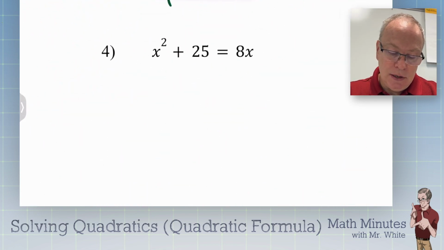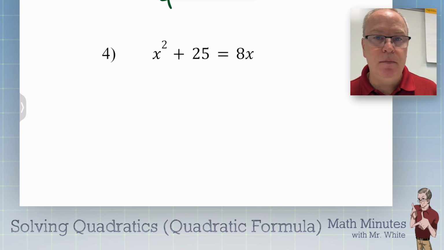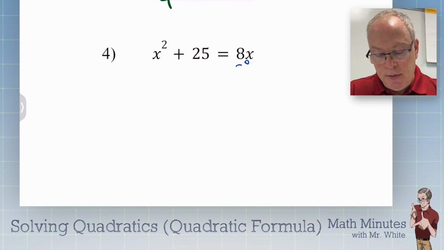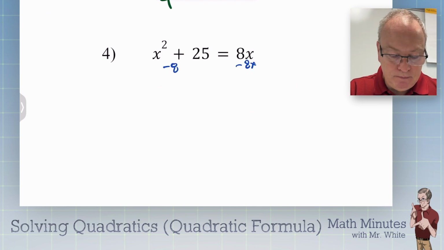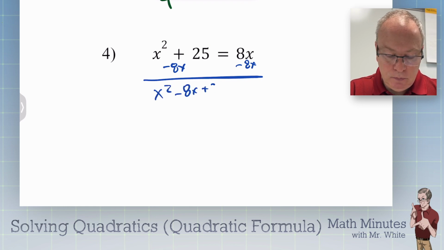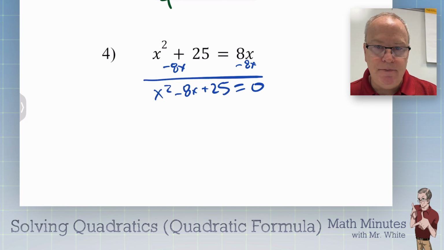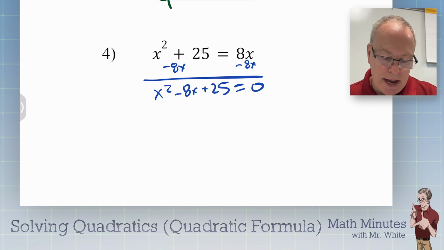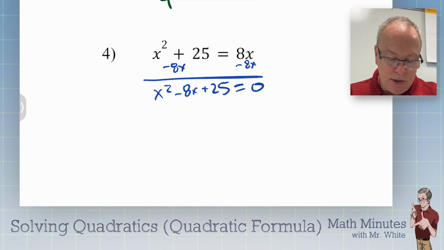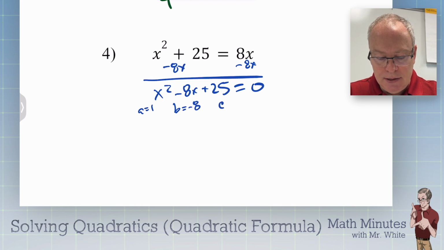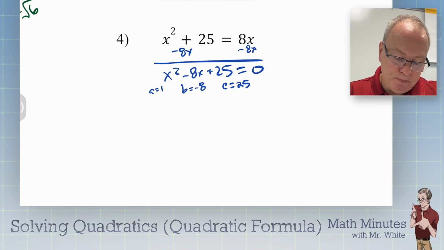All right, how about this one? You might pause the video and give this a quick try, and then you can check your answer. All right, so we move everything to one side. Try to factor that. It cannot factor. 25 times 1, 5 times 5. None of those add up to negative 8. So let's see what happens. A is 1, B is negative 8, and C is 25.